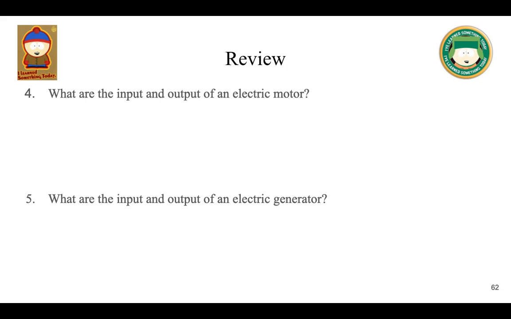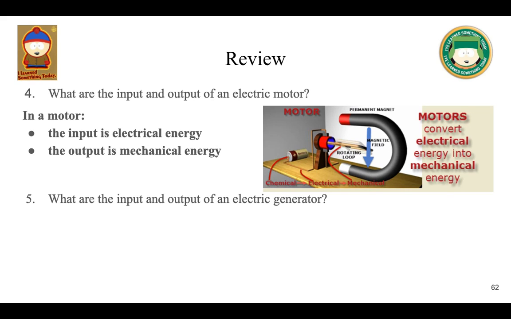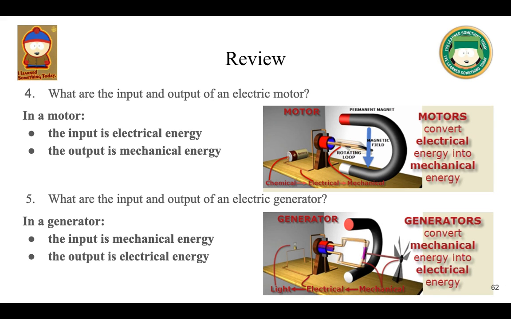So, what are the input and output of an electric motor? In a motor, your input is electrical energy and your output is mechanical energy. What are the input and output of an electric generator? It's the opposite. A generator is going to turn mechanical energy into electrical energy. So a motor does the opposite. In a motor, you're turning electrical energy into mechanical energy. In a generator, you're turning mechanical energy into electrical energy.